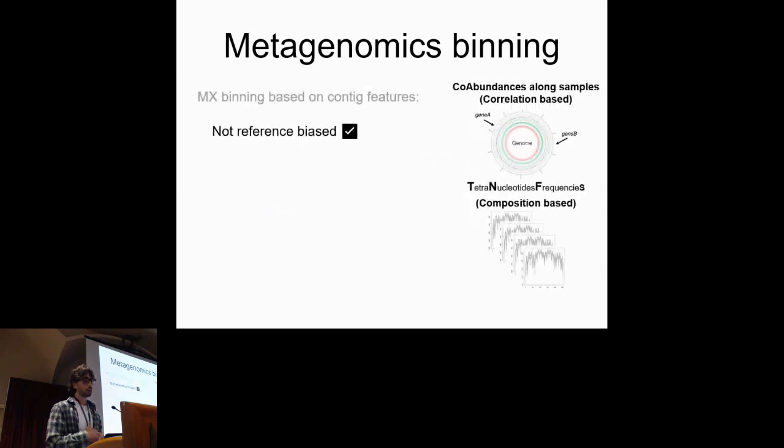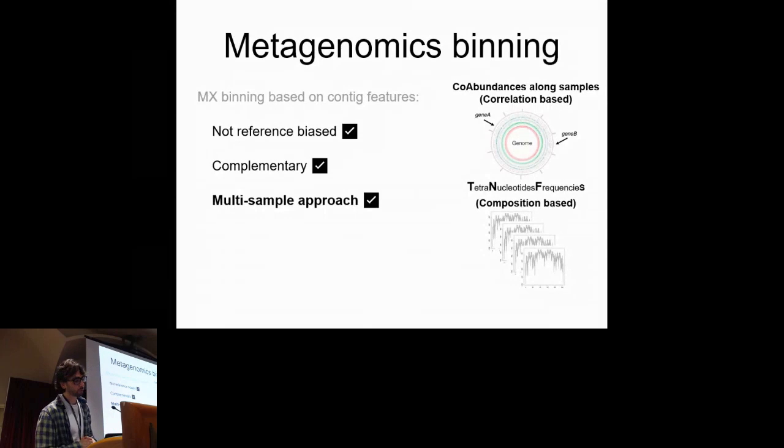Those features are good. They are positive because they are not reference biased, which means that we are not using any kind of information from the references for the binning. They're complementary. They are somehow saying the same thing, but in alternative ways. As I said, one is correlation-based and the other is composition-based.